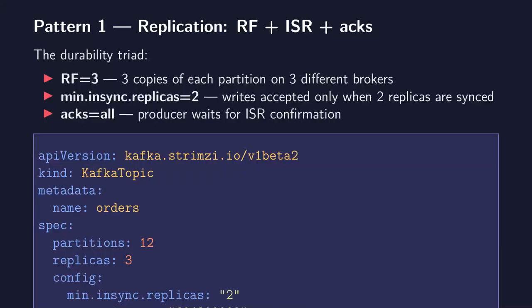The durability triad forms the foundation of data plane HA. RF equals 3 means each partition has 3 copies on 3 different brokers, tolerating the loss of 1 broker without data loss. min.insync.replicas equals 2 means writes are only acknowledged when at least 2 replicas are synchronized, so the ISR can shrink to 2 without blocking producers. And acks equals all on the producer means writes are confirmed only after the ISR confirms storage. Never set min.insync.replicas equal to the replication factor. That means any broker going offline immediately blocks writes.